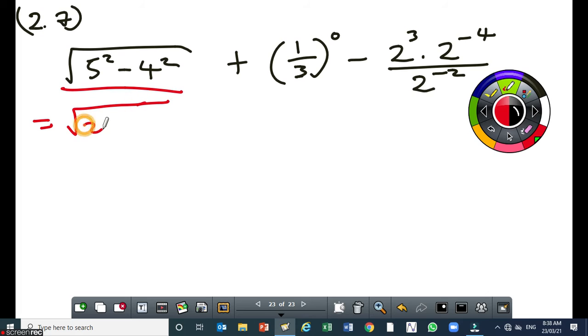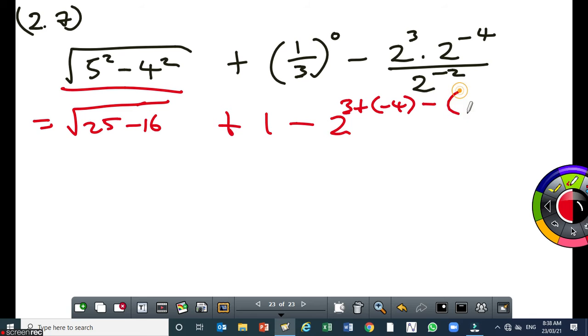So this will give you the square root of 25 minus 16, plus the base is raised to the power of 0, so the answer is a 1. You don't need to think there. Whether the base is a billion or a trillion, as long as the exponent is 0, the answer is 1. Then here, the base is the same throughout, so use law number 1 and law number 2. If I use both of them, I'll have 2 to the power of 3 plus minus 4 minus minus 2, like that.